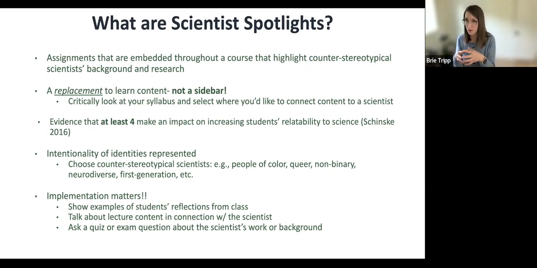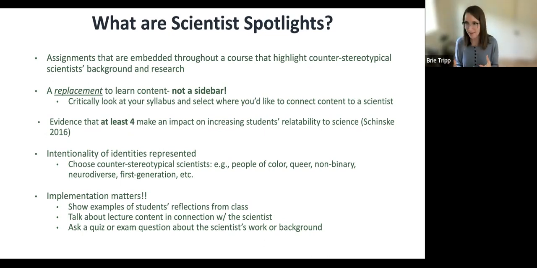And if that's not a big component of your class, then they're not going to be quite able to understand it all the time. And that brings me to another point. You can choose spotlights that don't have a real huge, beefy research article.